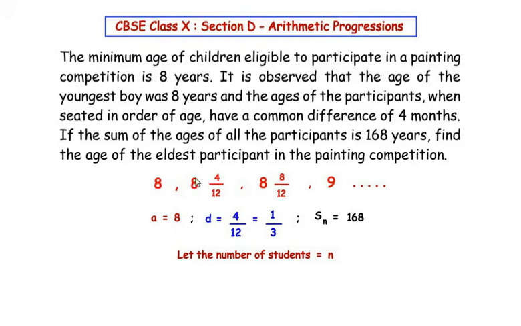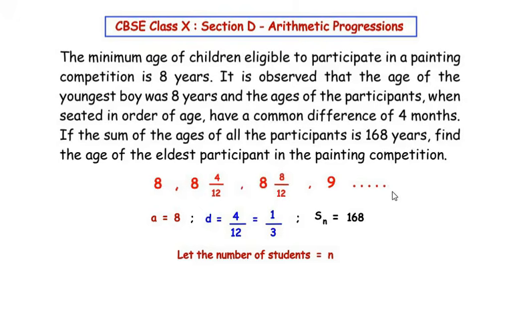So here we have written 8 years and 4 months old, and we have converted these months in terms of years, so we have divided it by 12. So we have written this as a mixed fraction. Similarly, the third child is going to be again 4 months older than the second child. So here we have written 8 years and 8 months old, and 8 months is being converted to years by writing 8 over 12, and it goes on.